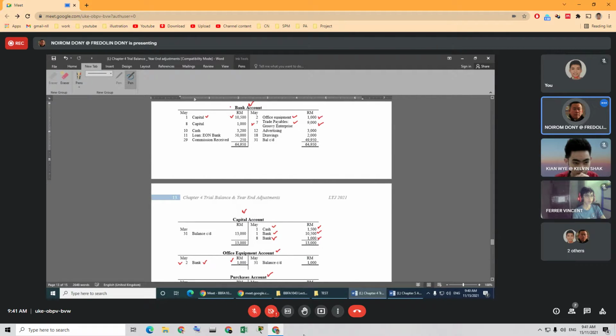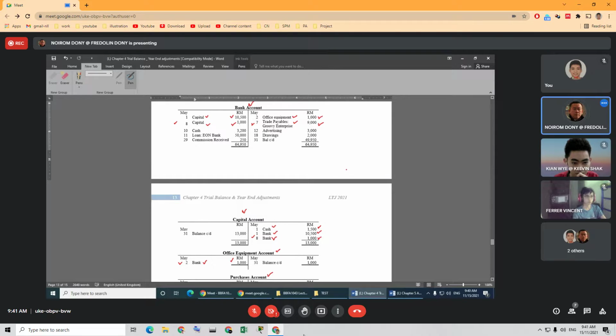In the bank account, it is an asset, a debit item. So an increase of bank, so we debit 1,000 and put the particular as capital, meaning the name of the account that is being credited. And the date will be March 8th. So the same as this. Okay. So we have done on the 8th.